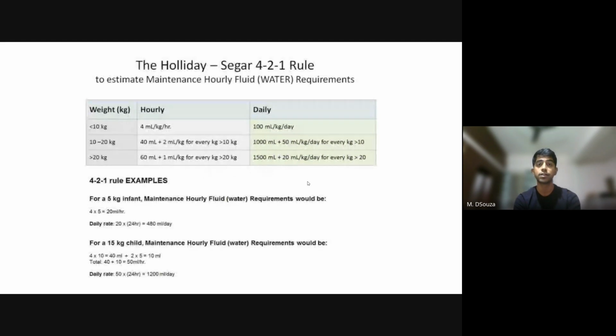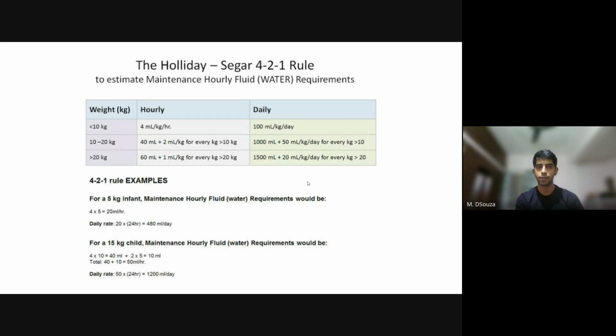A child's daily 24-hour requirement is estimated by the Holliday-Segar formula, which says, as the slide depicts over here, that for the first 10 kgs you would give a child 100 ml per kg. The second 10 kgs, 50 ml per kg per day, and beyond that, you'd give the child 20 ml per kg per day. Now, dividing all of these numbers, 100, 50, and 20 by 24, would enable us to know how much the fluid rate for this child would be, because there are 24 hours in a day.